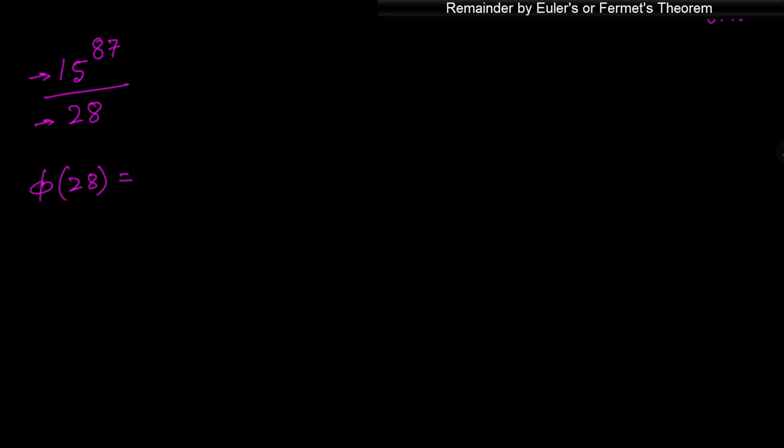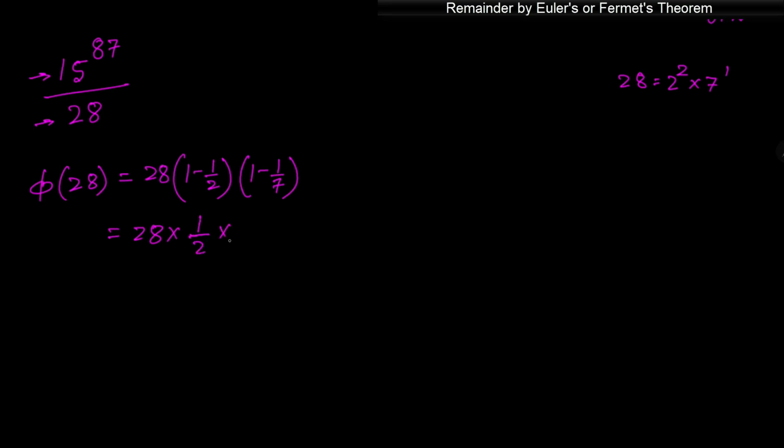Simplifying the totient function of 28. Now 28, we know, is 2 squared into 7 to the power 1, so the prime factors are 2 and 7. So 28 into 1 minus 1 by 2 into 1 minus 1 by 7. How much is it? It is 28 into 1 by 2 into 6 by 7. Very good: 7 2s are 14, 2 14s are 28, 2 6s are 12. So what do you see from here? Here we can see that 15 to the power 12 divided by 28, the remainder is 1.